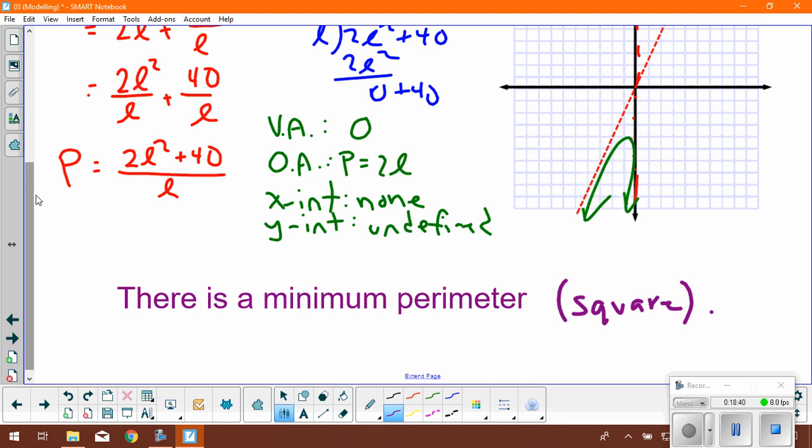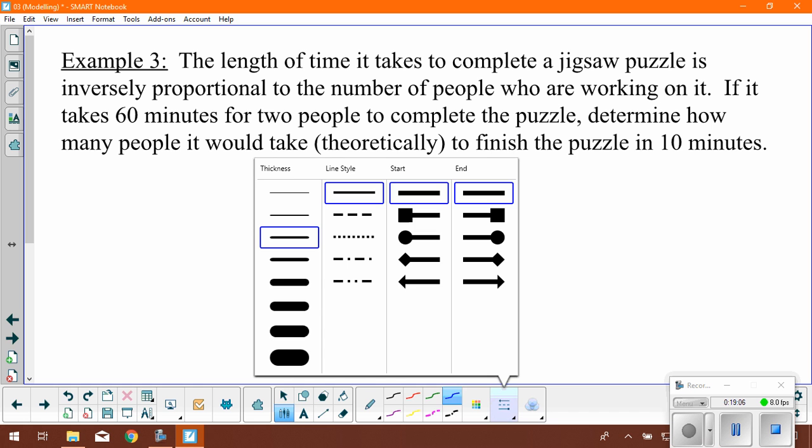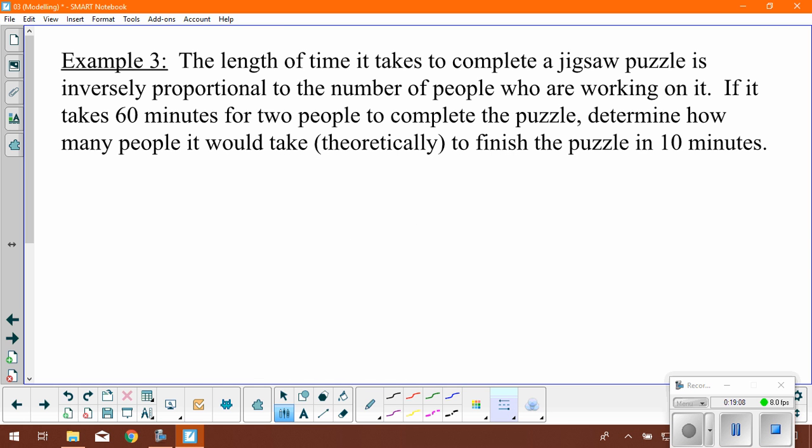Okay, final example. A little bit different. All right, length of time it takes to complete a jigsaw puzzle is inversely proportional to the number of people who are working on it. Okay. If it takes 60 minutes for 2 people to complete the puzzle, determine how many people it would take, theoretically, to finish the puzzle in 10 minutes. Okay, so a couple things to deal with here.